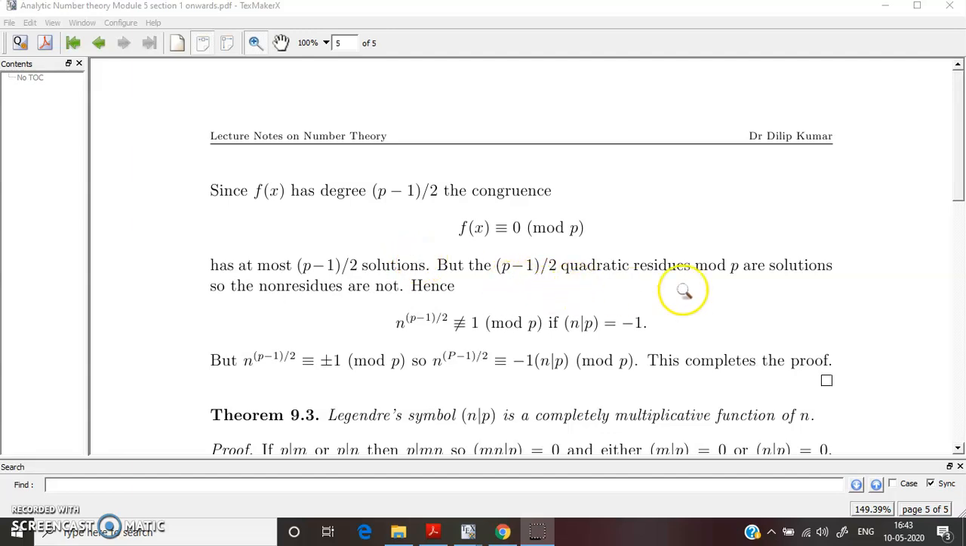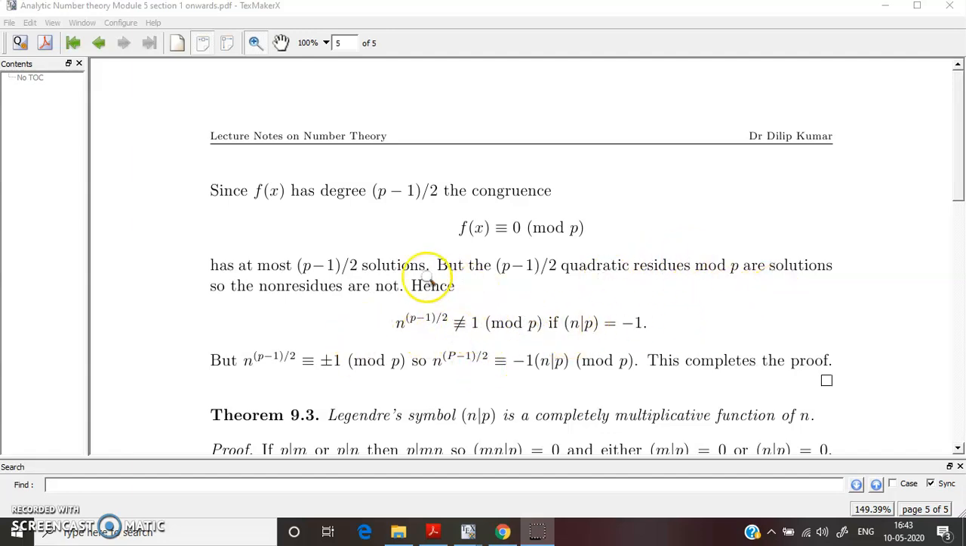But the (p minus 1)/2 quadratic residues mod p are the solutions of this function. So the non-residues are not, because only (p minus 1)/2 solutions are there for this, since there are only (p minus 1)/2 quadratic residues. So the other (p minus 1)/2 residues are non-quadratic, or non-residues. Then in that case, n raised to (p minus 1)/2 is not congruent to 1. Why? Because already the (p minus 1)/2 quadratic residues mod p are the solutions.